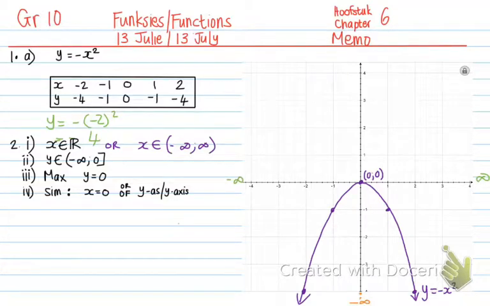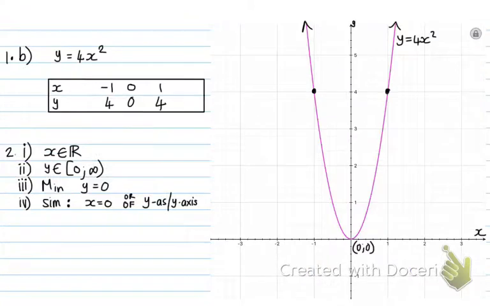All right, number 1b. Okay, y is equal to 4x squared. So I draw my table, I get the values 4, 0, and 4, and then I plot them at negative 1, 4; 0, 0; and 1, 4. Draw a smooth curve, write down my equation, write down the coordinate of the intercept. Then I do the domain, which is always the same: x is an element of real numbers, or x is from negative infinity to infinity.